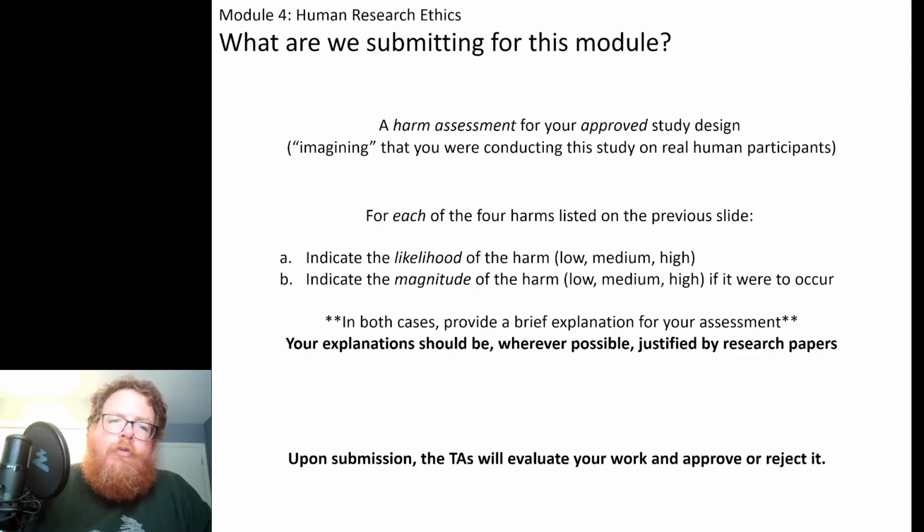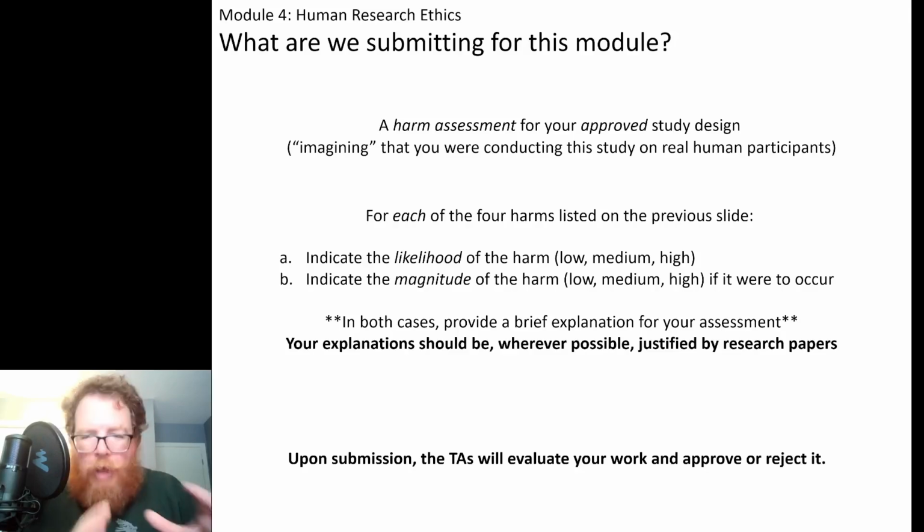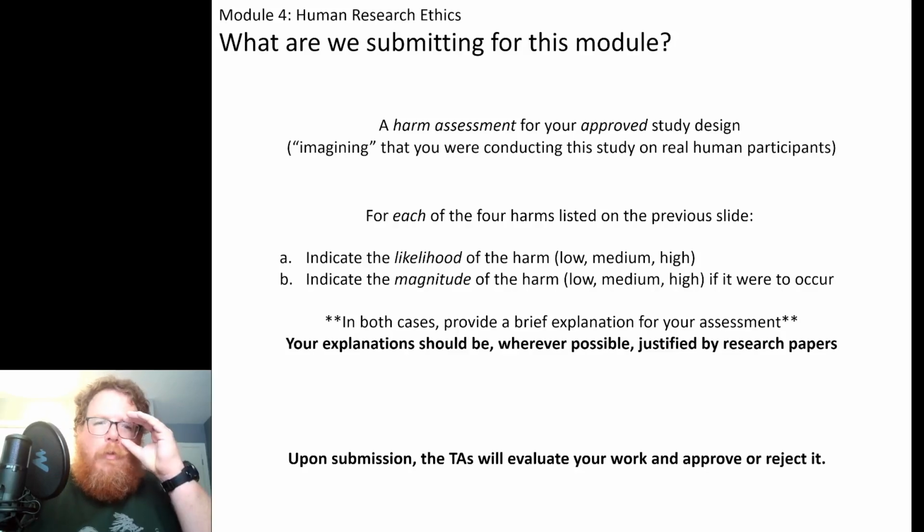That brings us then to the end, which is, what are we actually submitting for this module? I've been talking now for a little more than an hour about unethical research, how we make sure research is ethical, and why it's important. We get now down to the nitty gritty: what do you actually want me to do for this module? What we want you to do is conduct a harm assessment for your approved study design.